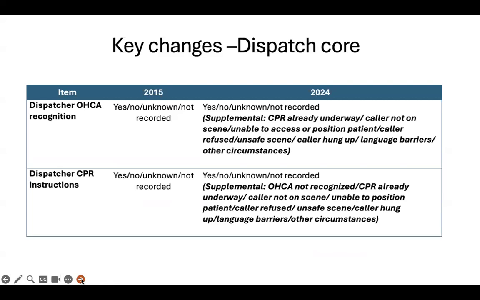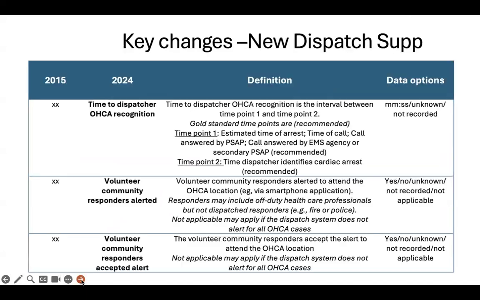Increasing importance on dispatchers. We know that early CPR is reliant on a dispatcher, as is early dispatch of the ambulance to get to the scene. So that's now included. Whether the dispatcher recognised that it was an out-of-hospital cardiac arrest, at this point, it's still only yes, no, unknown, or not recorded. There's some of us who believe that we need to go further than that next time, and perhaps include whether it was early in the call or not.